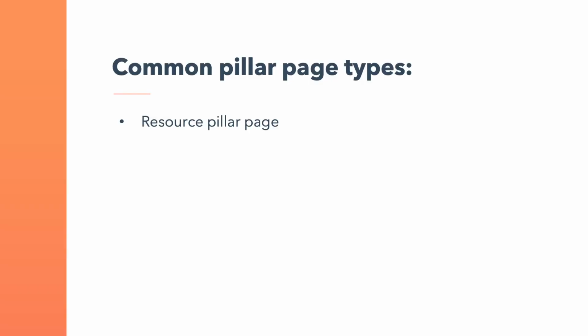Let's cover three of the most widely used pillar page formats, starting with the resource pillar page. The resource pillar page focuses on internal and external links. The goal of this pillar page is to be a helpful resource in connecting the reader with the most relevant sources on a broad topic, even if it means sending people off your site.